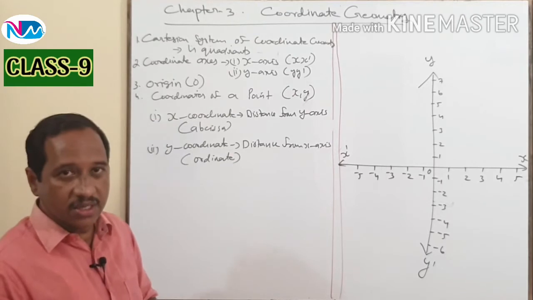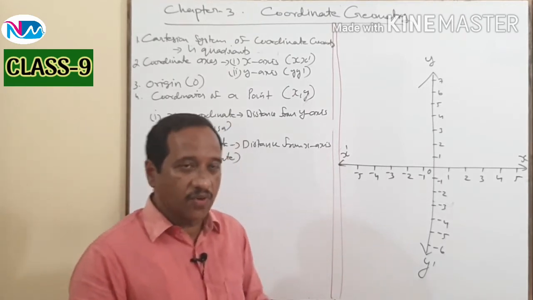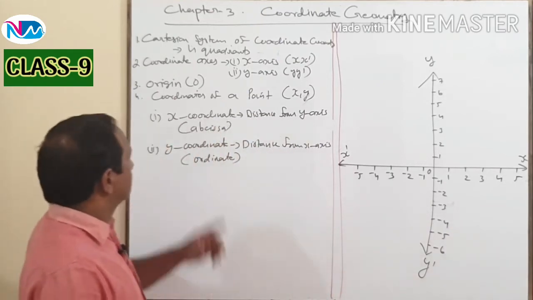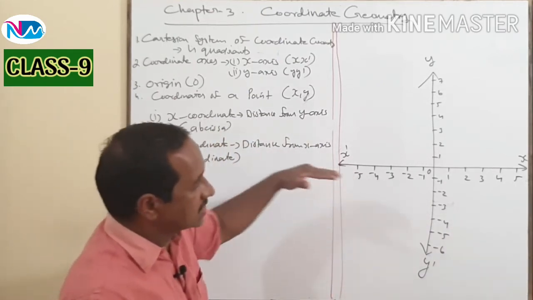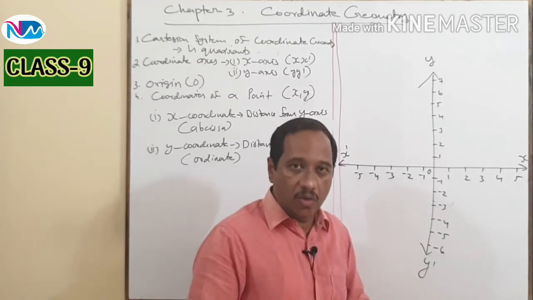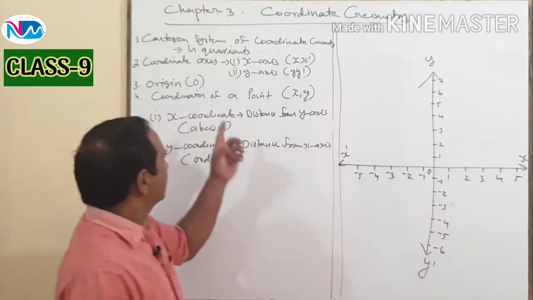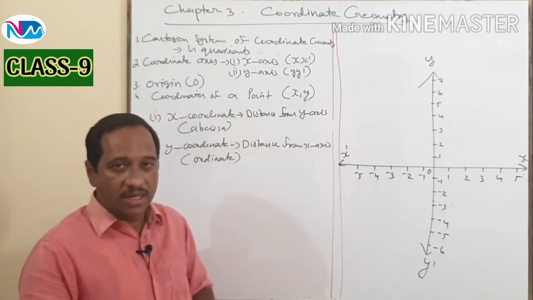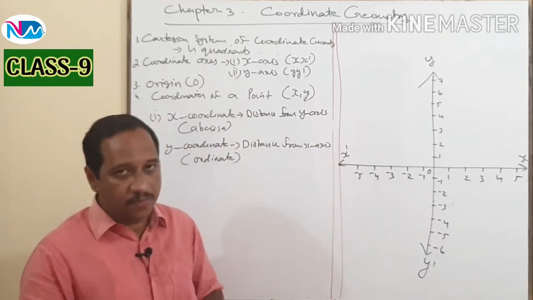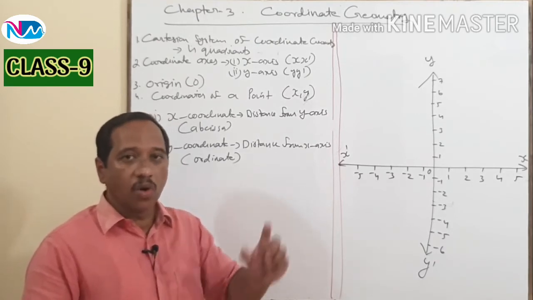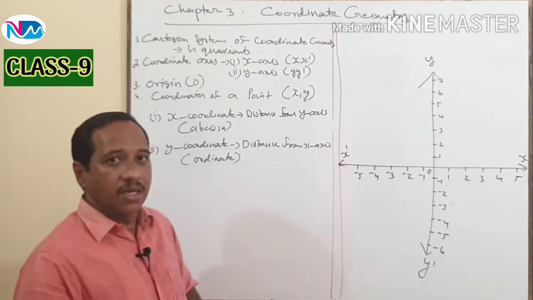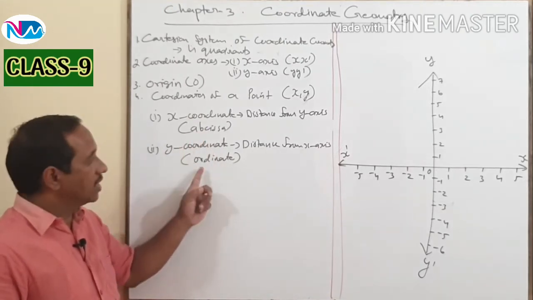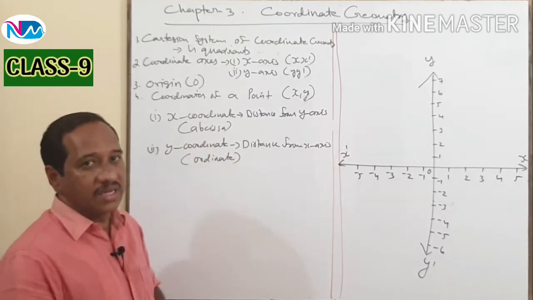Coordinates of a point. The distance of a point from the y-axis is called the x-coordinate, and the distance of a point from the x-axis is called the y-coordinate. Both the x-coordinate and y-coordinate together are called the coordinates of a point. They are written in the form of an ordered pair, meaning whose order cannot be changed. Here the x-coordinate is also called the abscissa and the y-coordinate is called the ordinate.